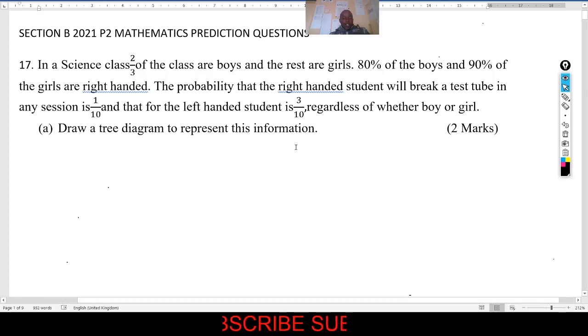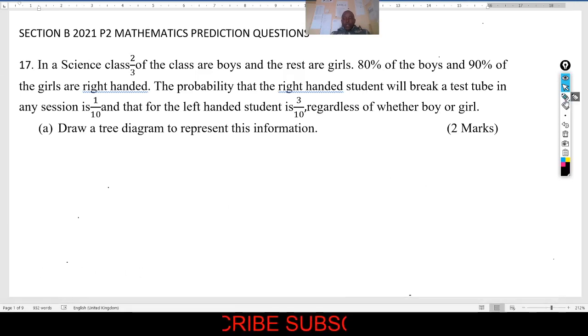Let's start with question number 17. It's a question on probability. In a science class, 2/3 of the class are boys and the rest are girls. 80% of the boys and 90% of the girls are right-handed. The probability that a right-handed student will break a test tube in any session is 1/10, and that of the left-handed students is 3/10, regardless of whether boy or girl. Draw a tree diagram to represent this information.